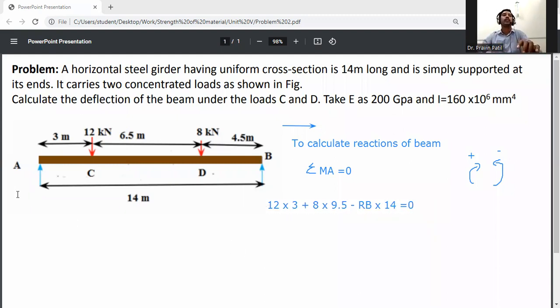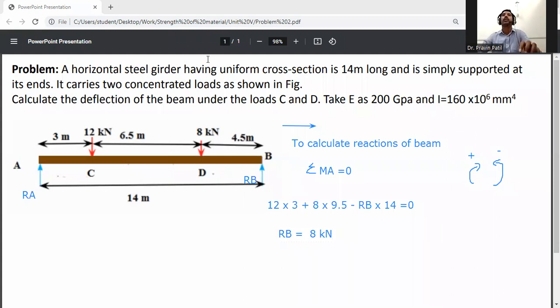So here there is reaction RA, and at B there is reaction RB. RB is rotating in the anti-clockwise direction. We get reaction at B from this relation. So calculate reaction at B: 12 into 3 plus 8 into 9.5 divided by 14. So it will be 8 kilonewton. So RB is 8 kilonewton.